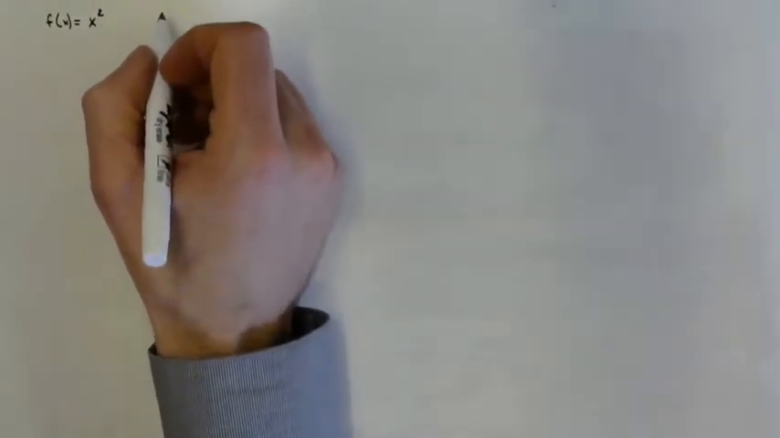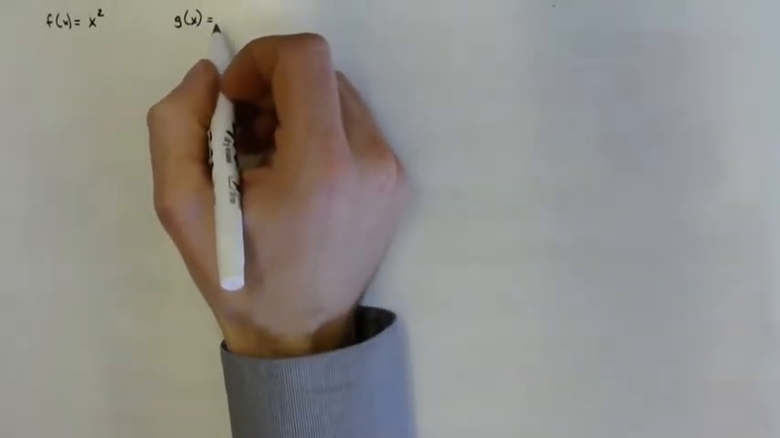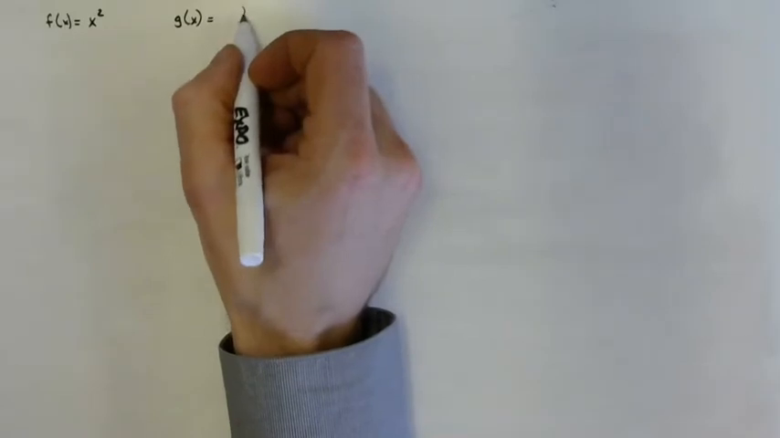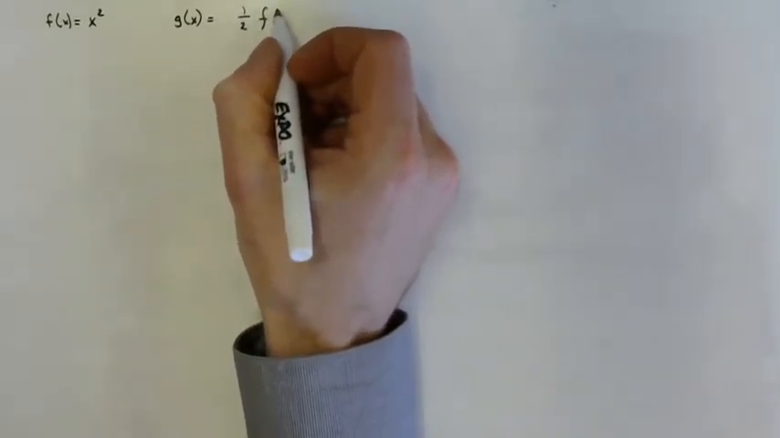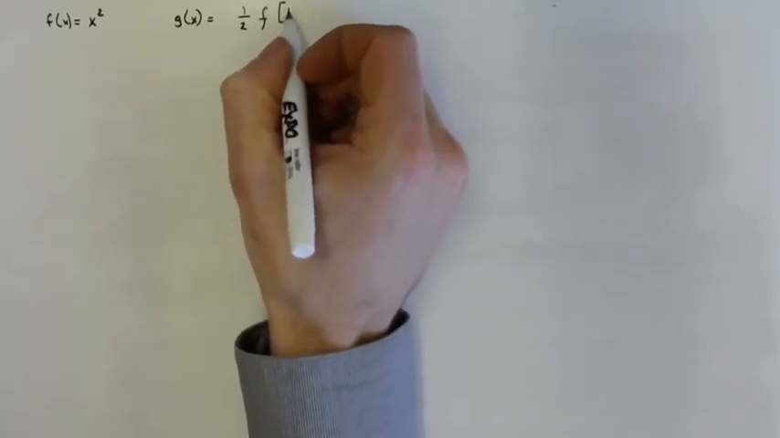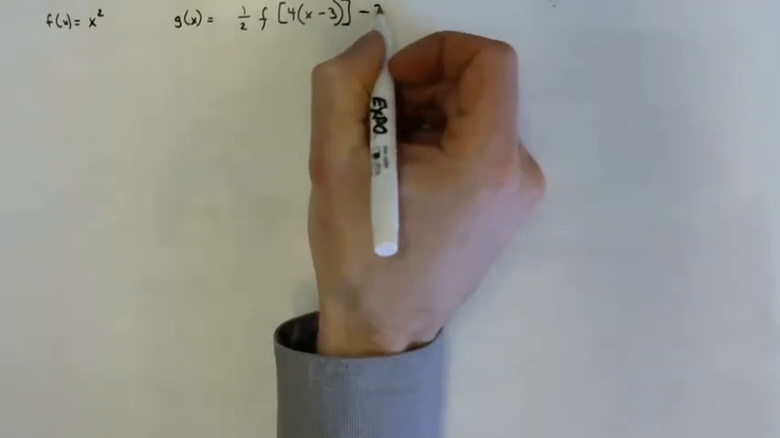Example 1, combinations of transformations. The first one is pretty straightforward. I'll just write down what they give us. We're dealing with the parent function f of x equals x squared. And we're told that g of x is going to be 1/2 f, big bracket, 4x minus 3, close bracket, minus 2.